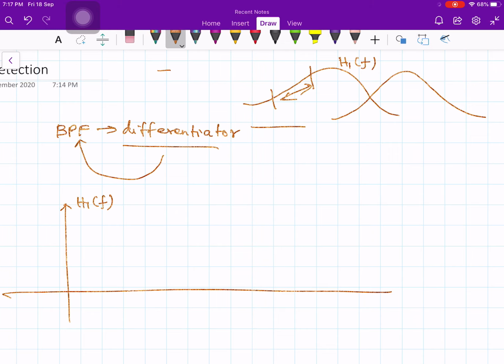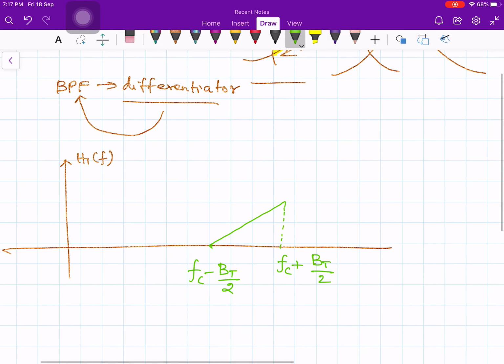Now I am going to take this linear portion alone, so I am going to draw this linear portion. This point is the carrier frequency fc plus B_T by 2, and this point is fc minus B_T by 2. What is B_T here? B_T is the transmission bandwidth.